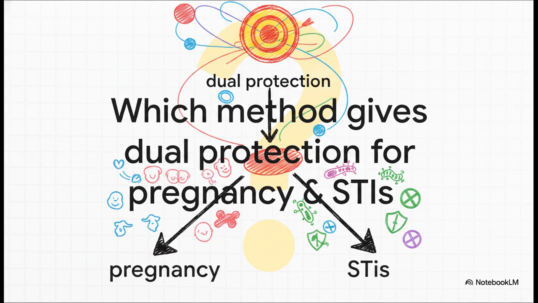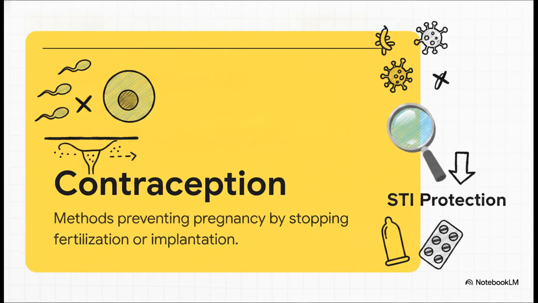I want you to ask yourself right now, if you look at absolutely all the available tools in modern medicine, which method actually solves both of these biological problems simultaneously? Well, before we can answer that, we really need to define our baseline here. Contraception refers to specialized methods designed specifically to prevent pregnancy.